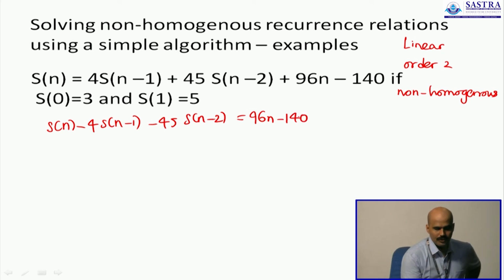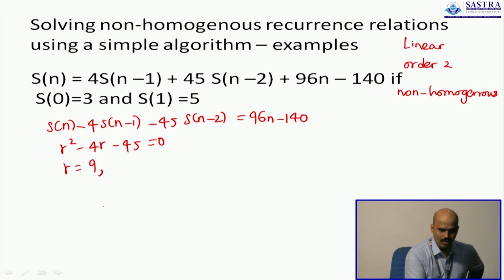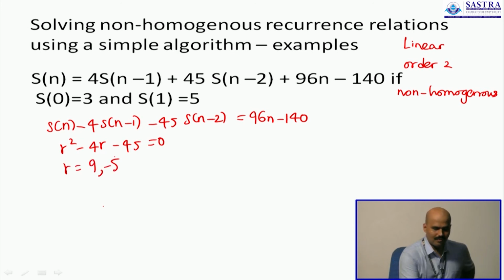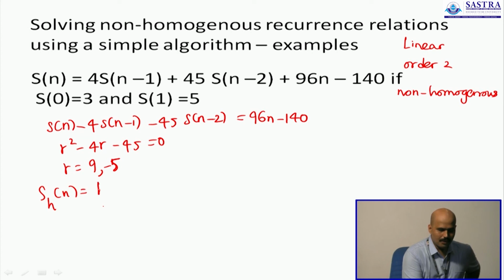So solving for this, we'll have r square minus 4r minus 45 is 0. So r is easily 9 or minus 5. I'll leave that part to you. It is easy to verify that. Therefore the homogeneous part of the answer will be b1 times 9 power n plus b2 times minus 5 power n.